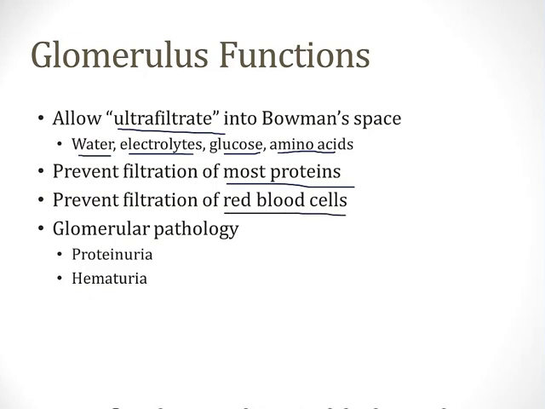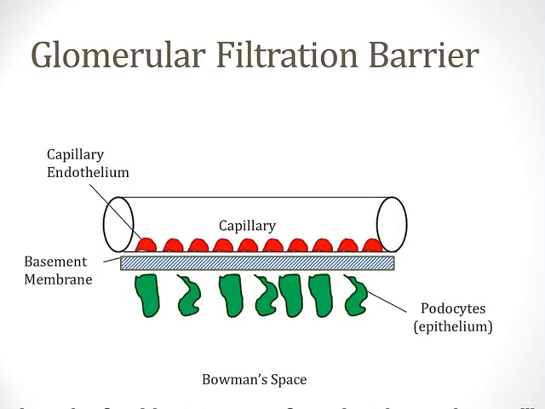So when you have a sick glomerulus, you get protein and blood in the urine, and that's called proteinuria and hematuria. In order for things to move from the glomerular capillary into Bowman space, they have to pass through the glomerular filtration barrier. And it's very important that you understand the three components of the filtration barrier because the pathology in all these diseases involves these three components.